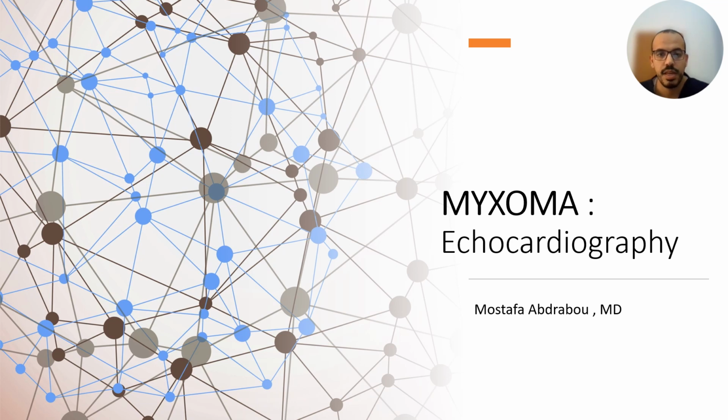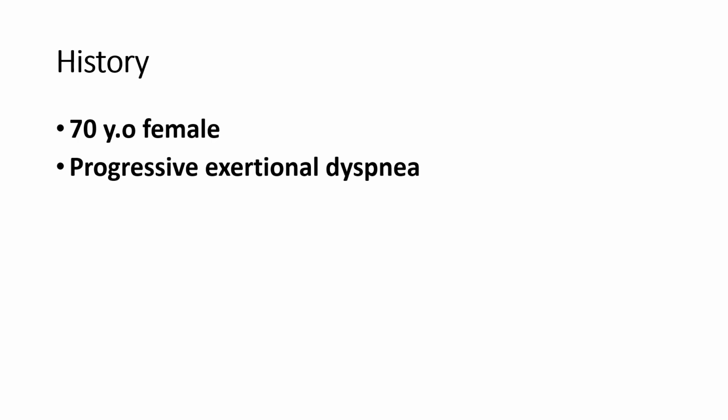Today we'll discuss the diagnosis and the echocardiographic findings of left atrial myxoma with a focus on echocardiographic findings. This is a 70-year-old female patient who presented to us with progressive exertional shortness of breath and occasional syncope. Her history started a few months ago and is of gradually progressive character.